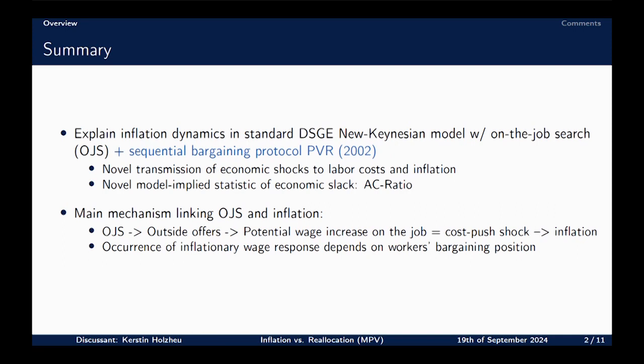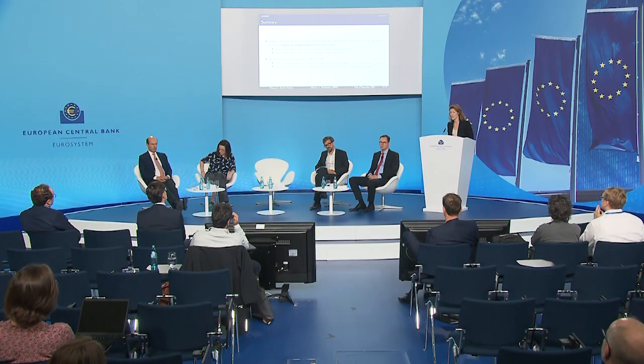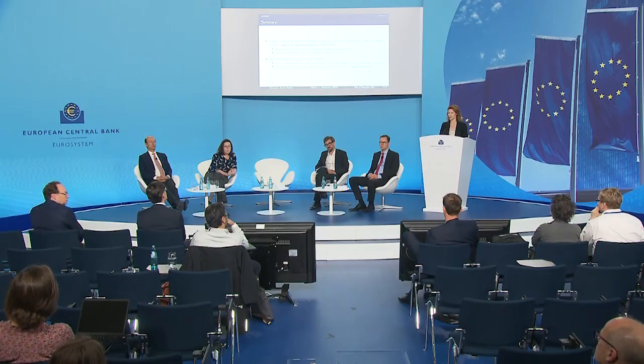And that's something that many of you maybe have experienced over their lives, that maybe they get an outside offer and then they actually change the wage at their job. This is at the core of this paper, and it is brought into a DSGE New Keynesian model. So what do we get out of this? We get a novel transmission of economic shocks. We get a model-implied statistic of economic slack. And to sum up the main mechanism, we have on-the-job search that yields outside offers. Because of these outside offers, there are potential wage increases on the job, which can potentially aggregate at the level of the economy through the vacancy posting that Fabien described, create cost-push shocks and lead to inflation.